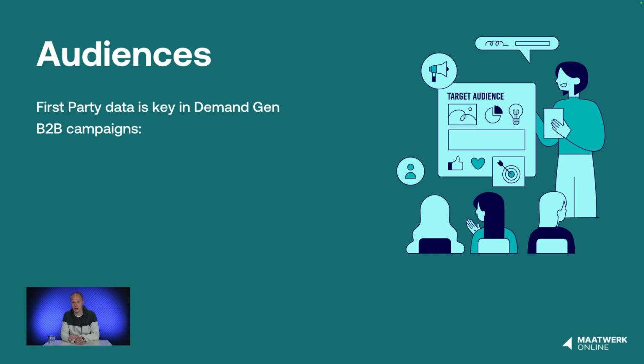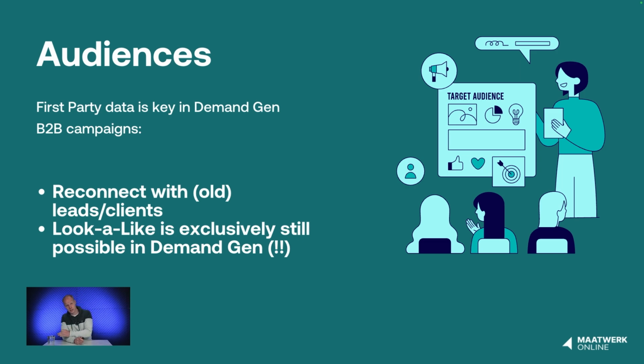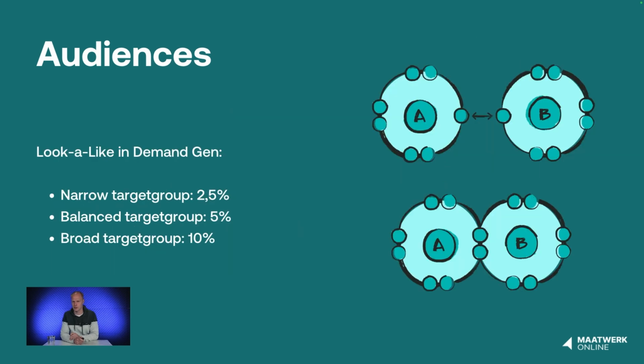First up is the audiences. First party data is really key in your demand gen, because within demand gen campaigns you're able to use lookalike targeting. You can reconnect with old leads and old clients. This is a feature that is at this moment exclusively available in demand gen campaigns, so I really would suggest using the lookalike possibilities in your demand gen campaigns.